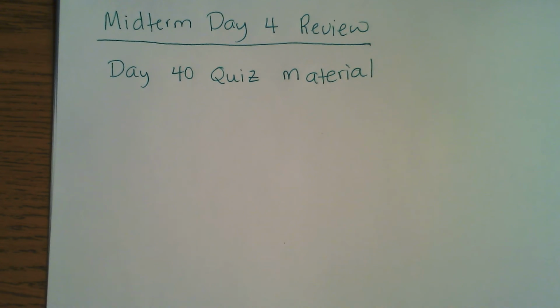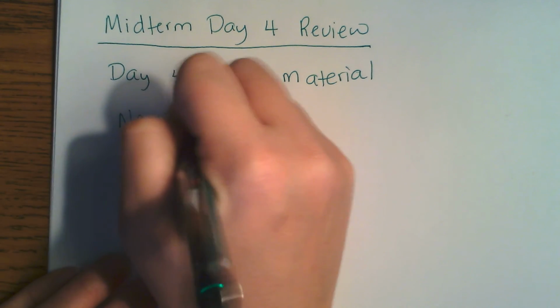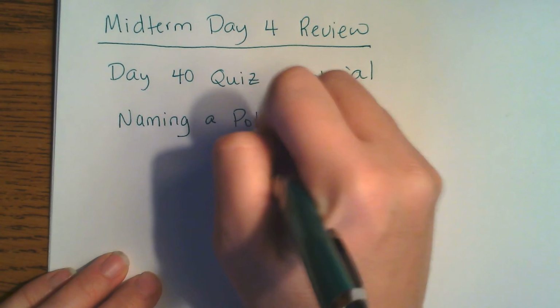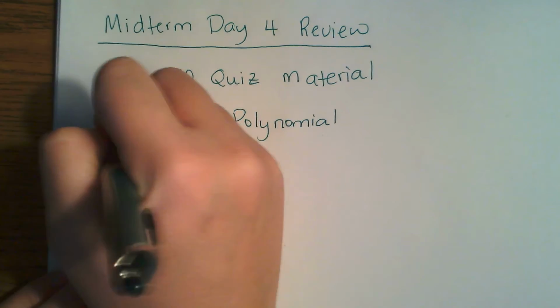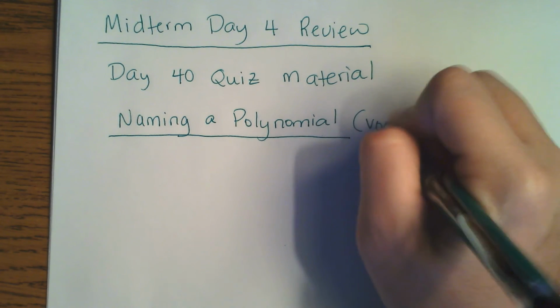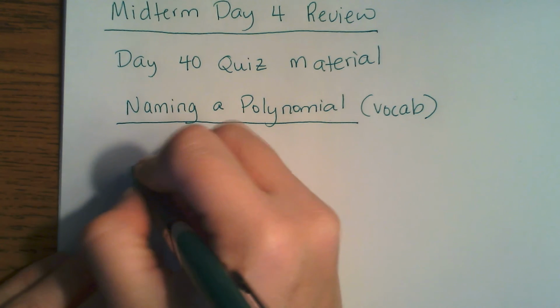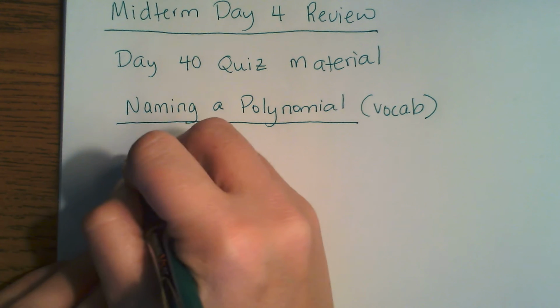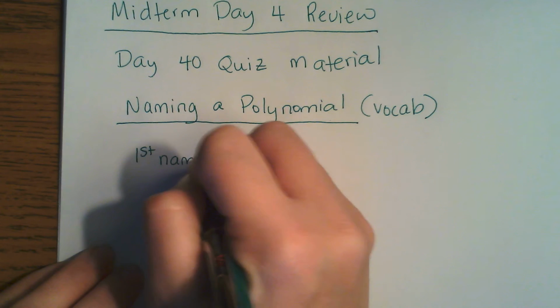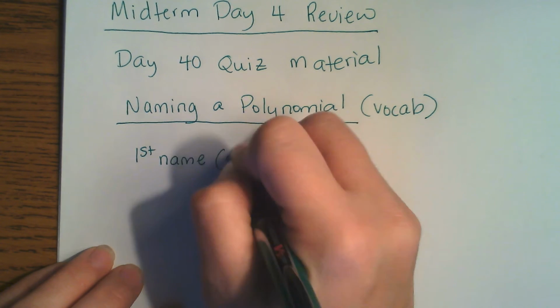Okay. Day 40 quiz material. So the first thing that we started talking about was naming a polynomial, and some vocab. All right. So a polynomial gets a first name based on its exponent, the highest exponent.